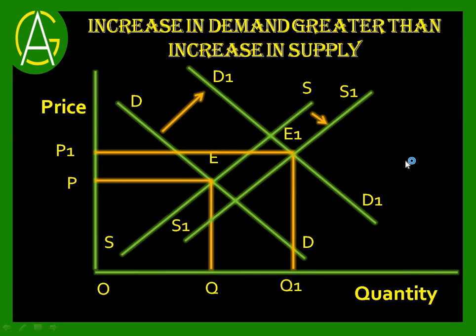Now what can be the question here? They can ask that when the demand has increased by a greater amount than the increase in the supply, what will be the effect on equilibrium price and equilibrium quantity? The answer is very simple. Equilibrium price will increase and equilibrium quantity will also increase.